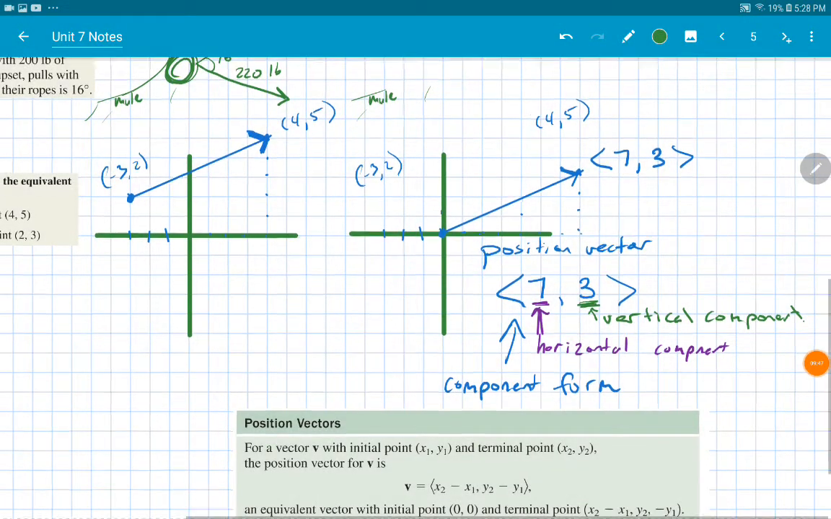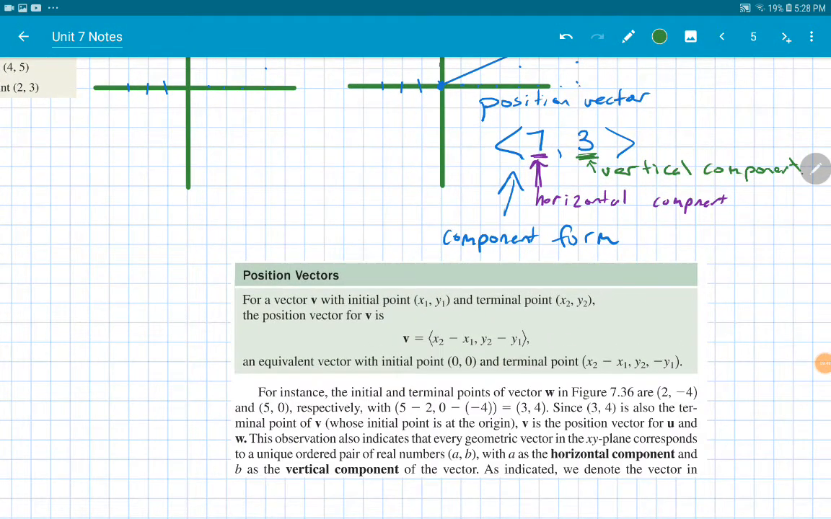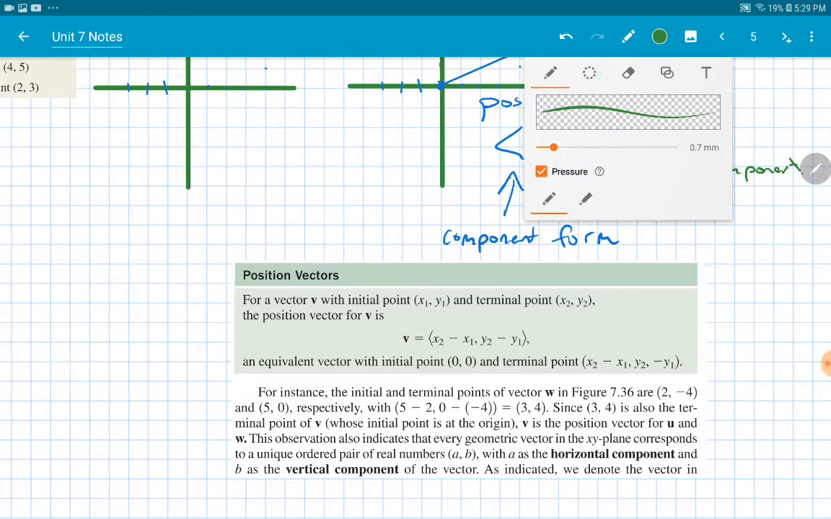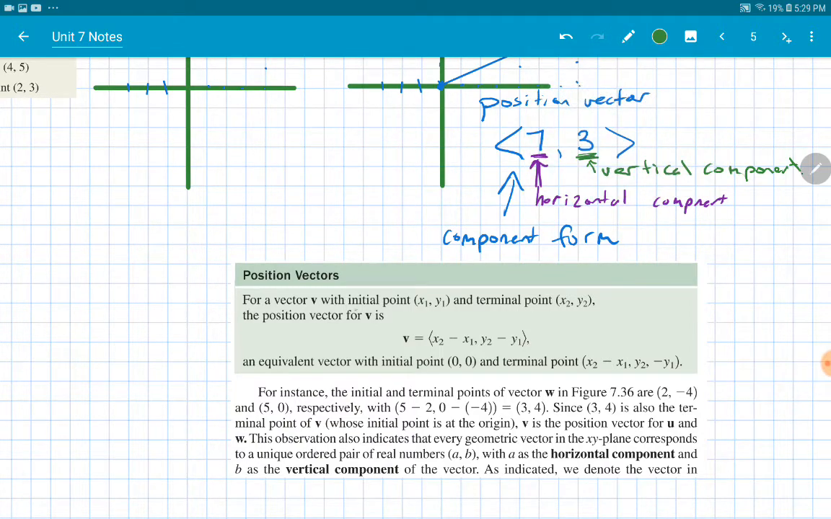So here's a snip from your book summarizing that. Given those, our vector is described with an initial point and a terminal point. Then we find the position vector by finding the horizontal distance for the horizontal component and the vertical distance for the vertical component. We just move it over so the initial point is at 0, 0, and its terminal point shows those components.